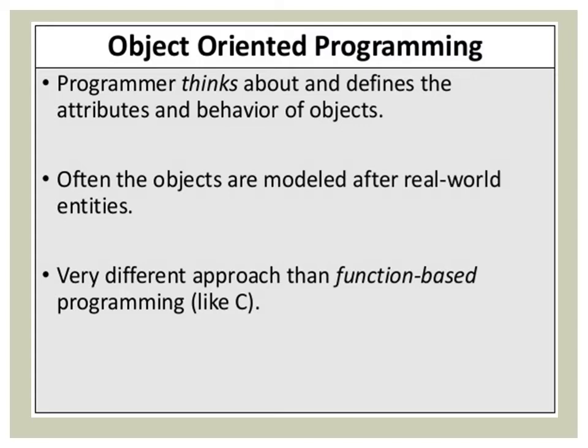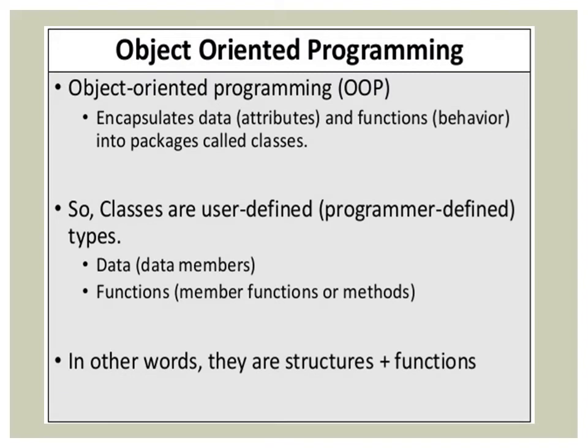Object is a concept of C++ programming. Object oriented programming encapsulates data, that is the attributes, and functions, that is the behavior, into packages called classes. So what is a class? It consists of the data and the member functions. Classes are user defined, that is, defined by the programmer. User defined type, data, that is the data members, and the functions, that is the member functions or methods. In other words, they are structures plus functions.